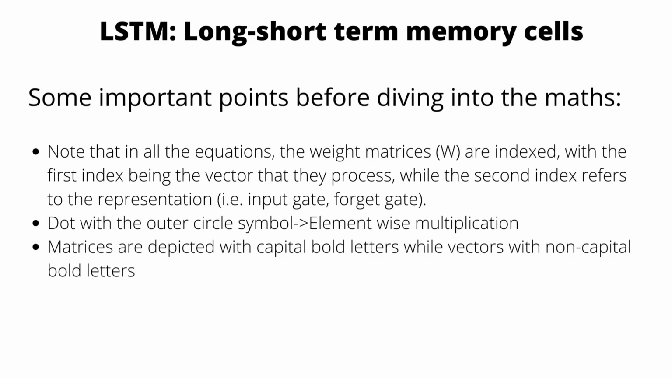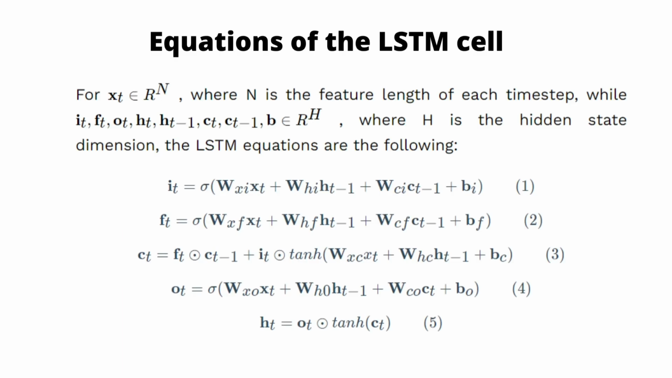Then the dot with the outer circle represents element-wise multiplication, that is the Hadamard product, and matrices are depicted with capital bold letters, while vectors are with non-capital bold letters, which is the standard notation. Moving further, we have the equations of the LSTM cell as mentioned here. Here x_t is a vector of n dimension, where n refers to the feature length of each time step. Let me explain what the feature length at each time step means.